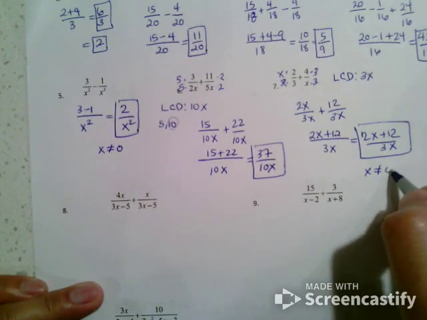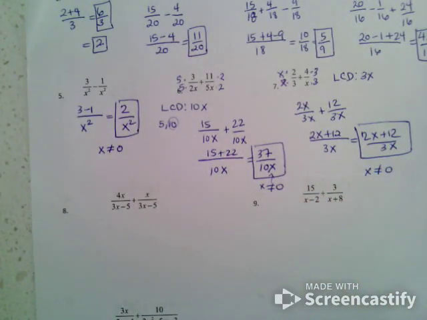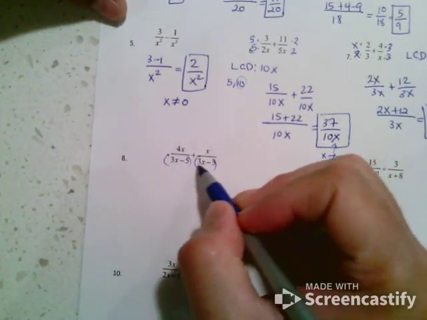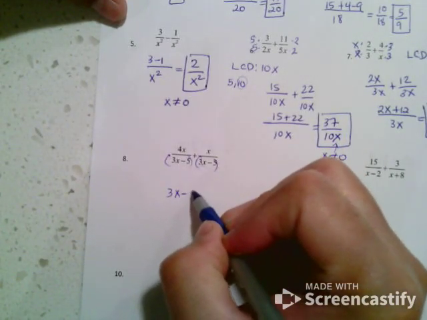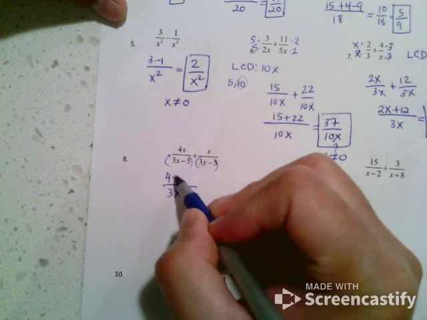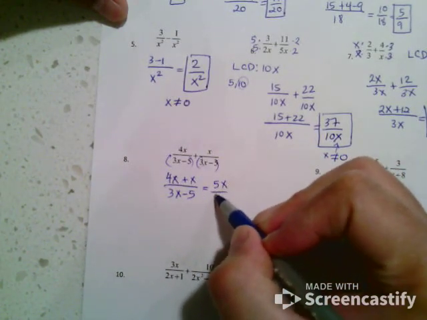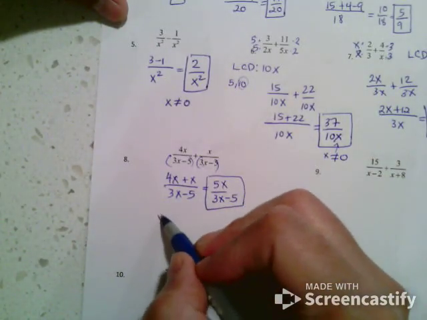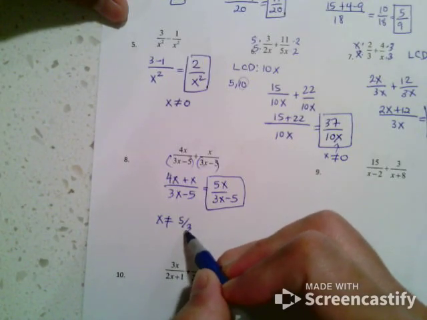Again, x cannot be 0 here, and x cannot be 0 here. Okay, so this one is a rational expression, but they have already the least common denominator, so all I have to do is keep that denominator and add or subtract across. We get 5x, and that is our answer. Here, there's a domain restriction, and x cannot be 5/3.